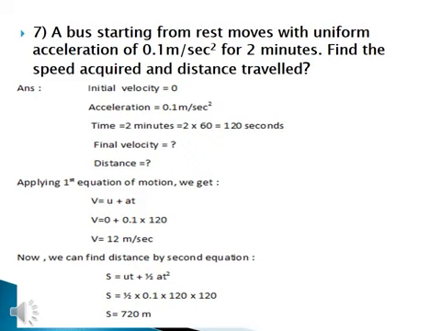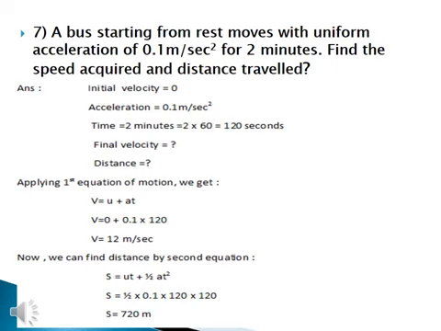Final velocity and distance are the unknown values. First, we have to calculate the final velocity v by applying the first equation of motion. We have v is equal to u plus at. On substituting the values of u, a and t, that is equal to 0 plus 0.1 into 120. Here v is equal to 12 meter per second.